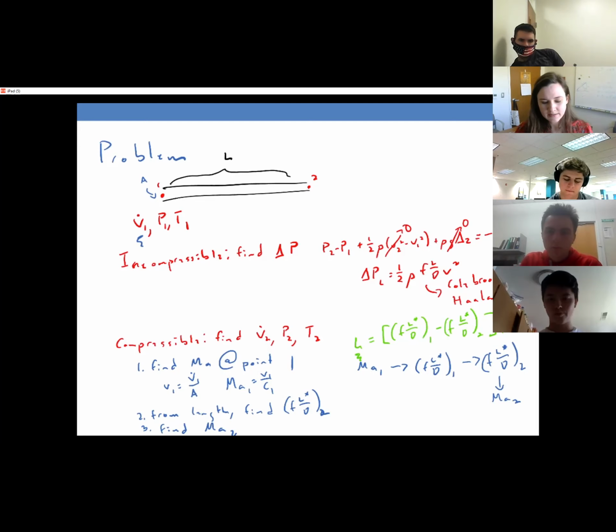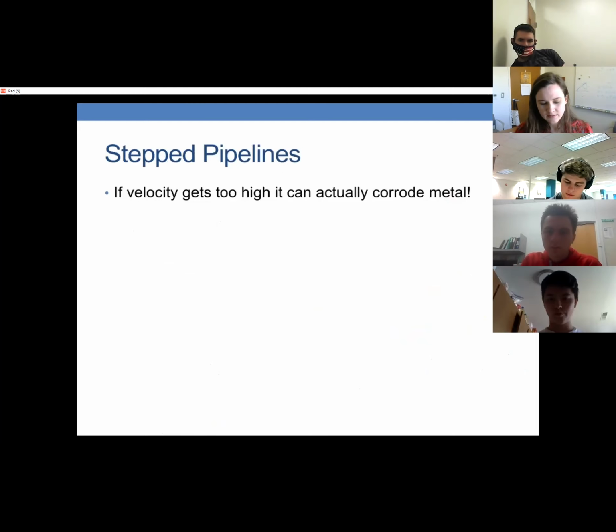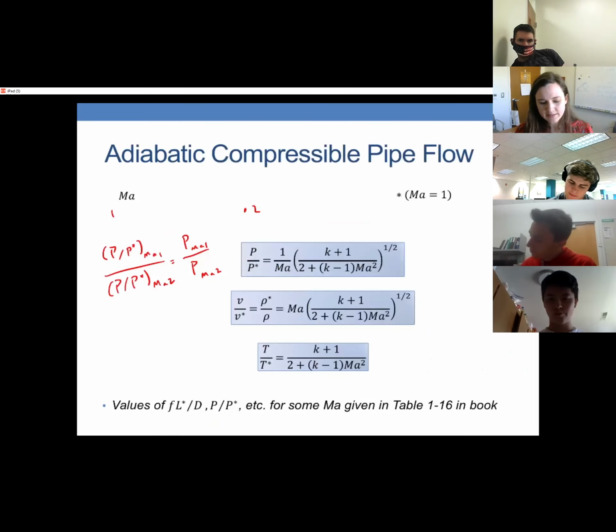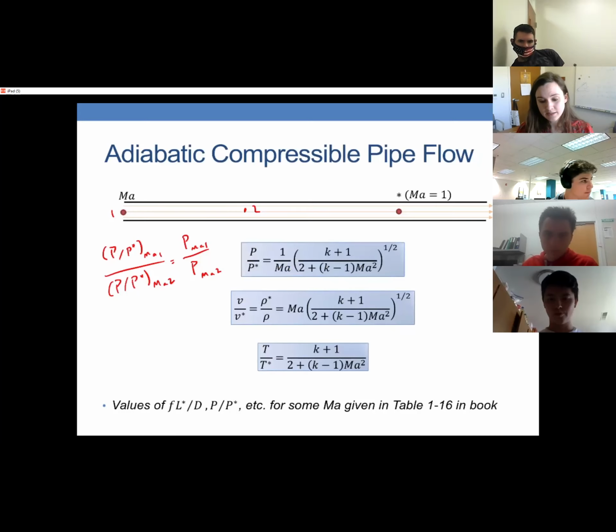Okay, and so then, after you've done that, you can use all of these ratios, because you can find what each of these would be at Mach number 1 and Mach number 2. Put them over each other to get the ratios of pressure, temperature, density, etc.